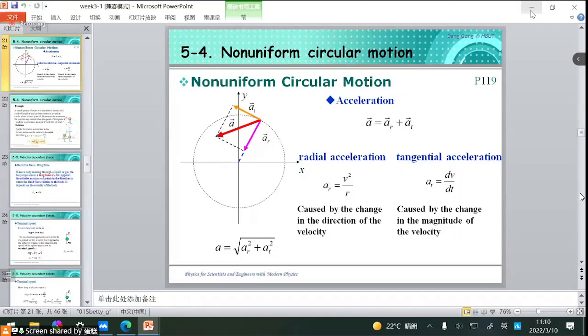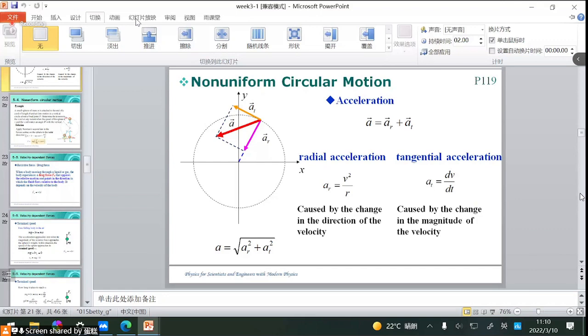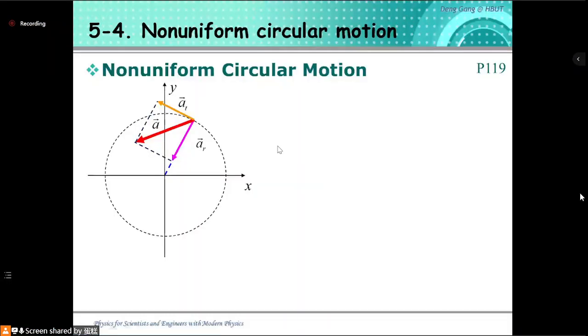Okay, so let's go on with the non-uniform circular motion.